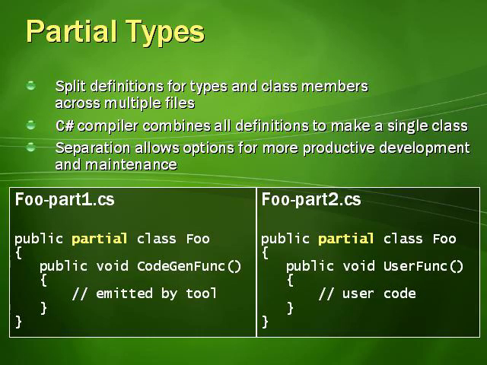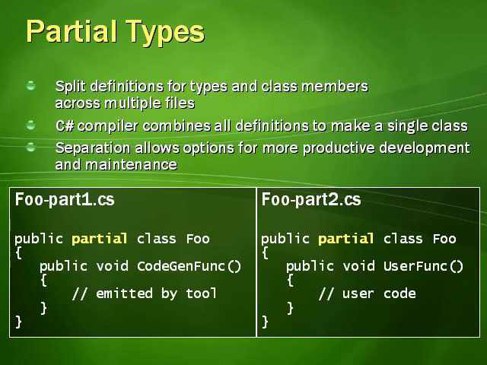Another language feature that we're bringing is support for partial types. And this class, you have a code function that might have been generated by, might have been emitted by a tool developed by a class architect. And on the right side, we have another class that also appears to define the same class, but this has a different method in it.